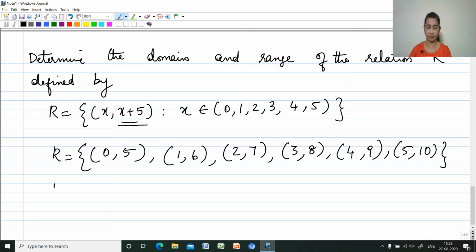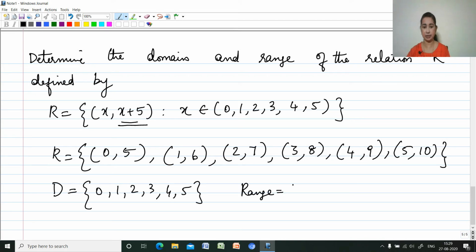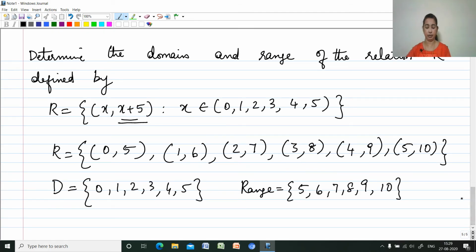And it is also asked for the domain. Domain means the first set elements coming in the relation, that is 0, 1, 2, 3, 4 and 5. What are the elements of the range set? The second set elements, that is 5, 6, 7, 8, 9 and 10. Hope you understood what domain and range are. Then we'll do one more question from that.